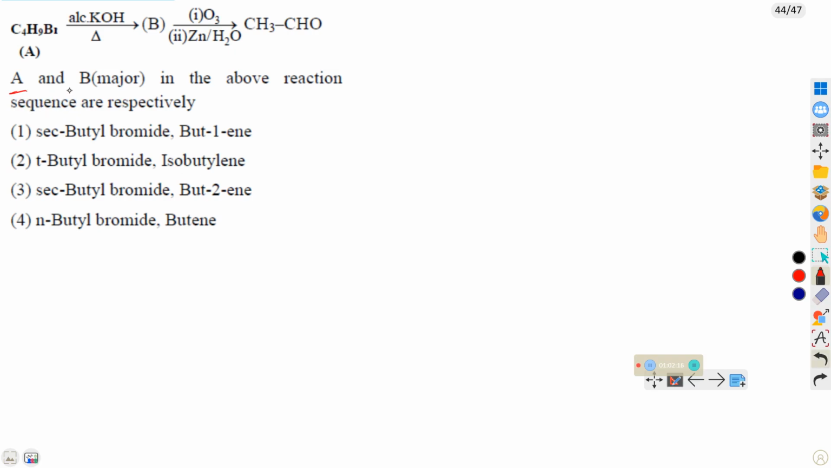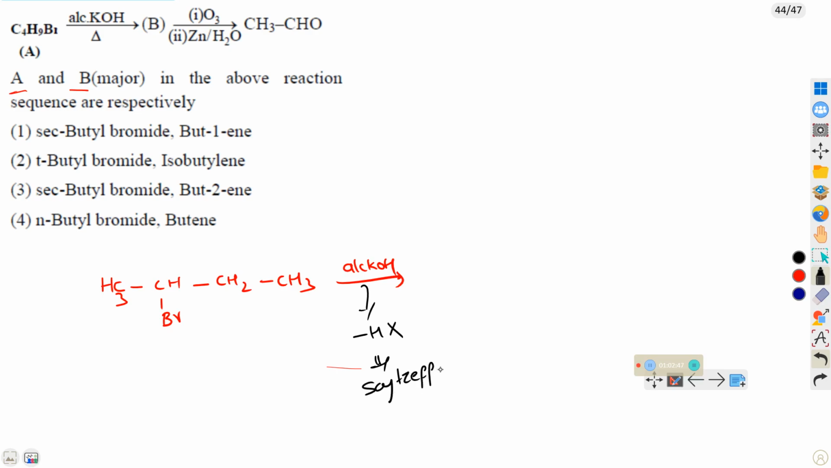Identify A and B. Okay, take one by one. First C4H9Br. Take secondary butyl bromide, CH3CHBrCH2CH3. In the presence of alcoholic KOH, dehydrohalogenation takes place. Remove hydrogen and halogen. The Saytzeff product is the major product. Remove the hydrogen atom from the beta carbon which contains fewer hydrogens. Then CH3CH=CHCH3.